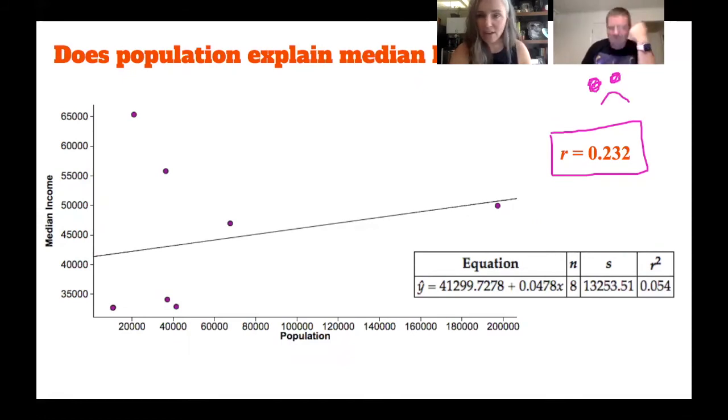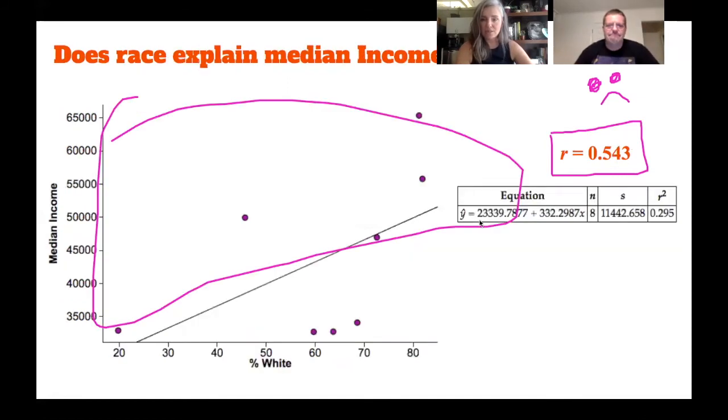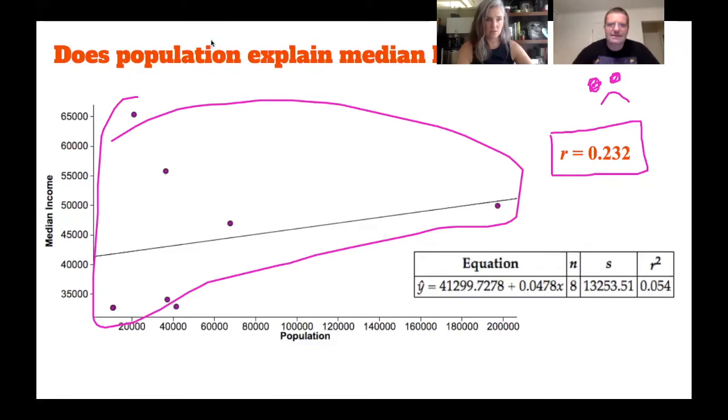Like, that R value is not great. Why is that R value not great? What is happening? Well, the first thing I notice is this point, which appears so different from the rest of the points. So what does that point mean? Is that Little Rock? That's the biggest city, right? That would have to be. That's what, 200,000? So I think that was definitely the biggest city on the list.